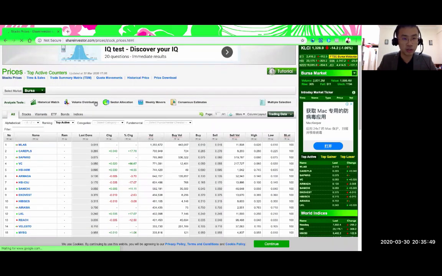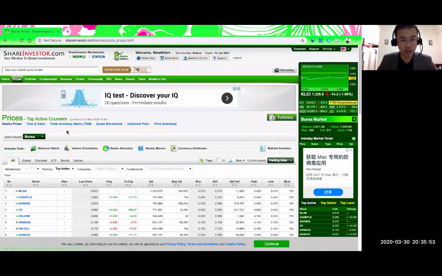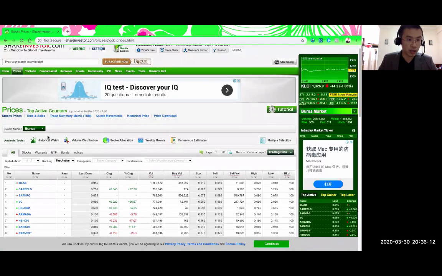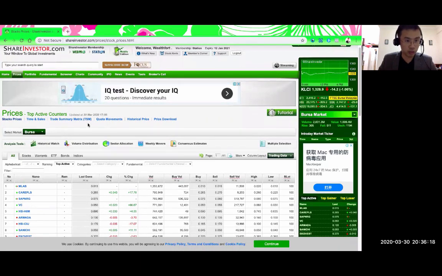ShareInvestor Station can allow you to access about 8 markets, as in Singapore, Hong Kong, Thailand, Indonesia, Australia, the New York Stock Exchange, Nasdaq, NYSE American, and the world. You can find forex prices and commodity prices as well. Because I use it regularly for Bursa, and also for the American market, now it's on Bursa.